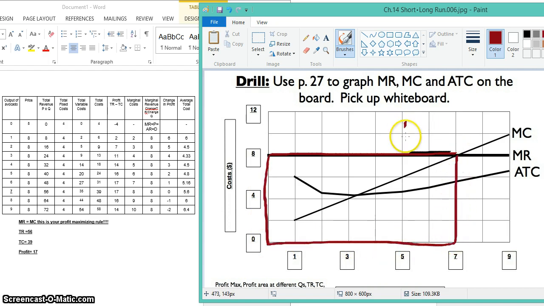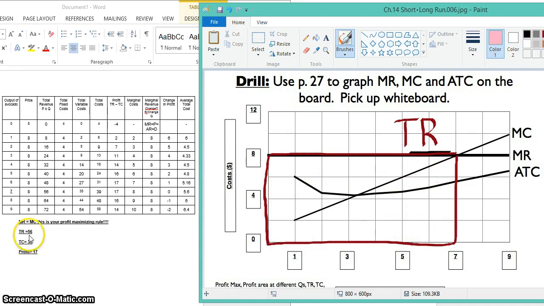There it is. Total revenue. Okay, everybody with me? That's 56. If you multiply out 7 times 8, 56, that is the area of this box. I'm going to change my color here to pink.